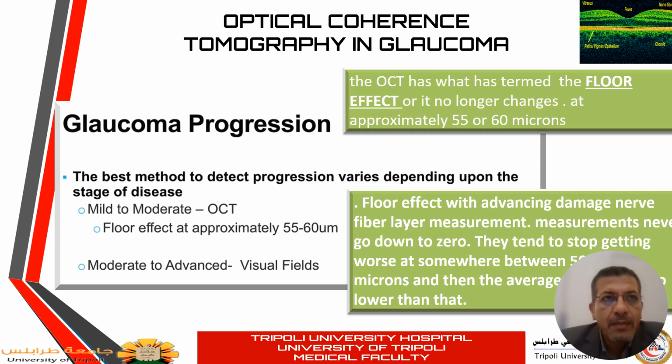I mean that beyond a nerve fiber layer thickness of 50 to 60 microns, your OCT will no more show you a reduction of the nerve fiber layer thickness. Even if the nerve fiber layer thickness is 0, your OCT will give you 50 microns. So this limits the use of structural OCT in the follow-up of patients with glaucoma in advanced stages. However, in early stages, it is very useful and very helpful.